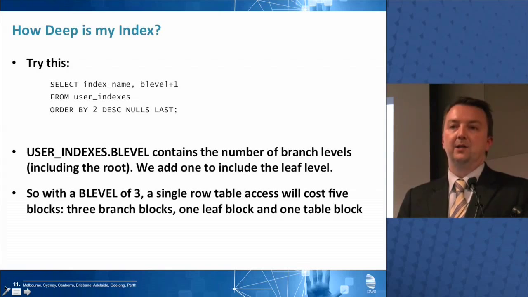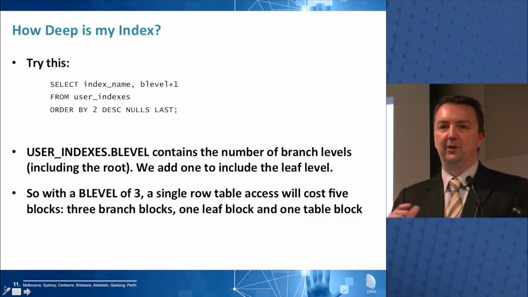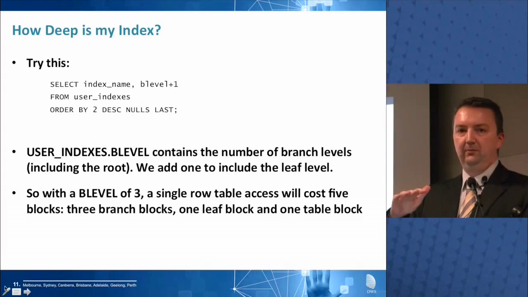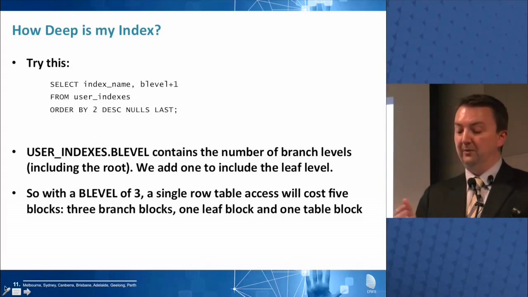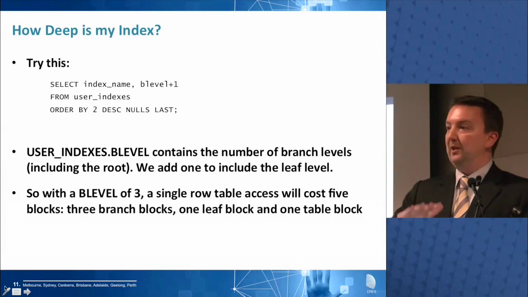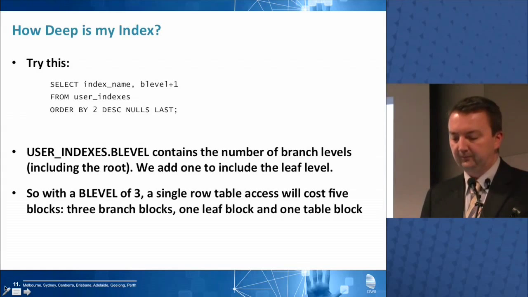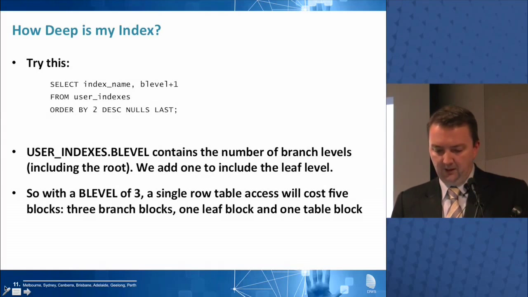Okay, B level tells us the branch level of an index, not counting the leaves, which I thought was strange. So I add 1 to it, and that gives me the full depth of the index. So you could look up the user indexes table, and it'll tell you the B level. Add 1. That's how deep your index is. Okay, I'd be surprised if anyone found one that's more than about 4 levels deep.